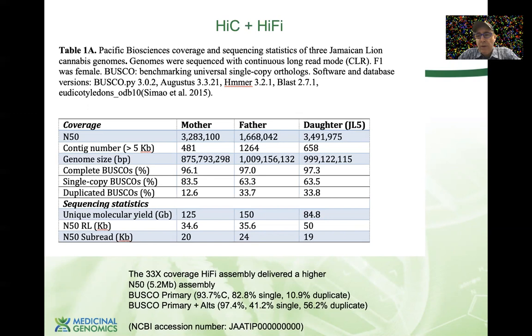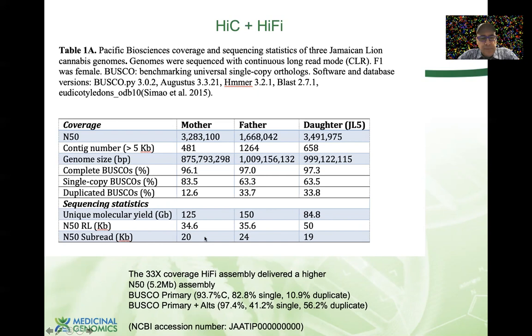BUSCO scores are one way to estimate completeness. Now, notice that we still have perhaps some challenges here in deduplicating, and that's due to some of its repetitive content and how diverse the two parental lines can in fact be. The harder and harder you try to deduplicate the genome, the more likely you are to lose some of the cannabinoid synthase genes, because they sit in these repeat forks that are very similar. And so the tools that split the haplotypes sometimes throw out the wrong ones in the process of doing this.